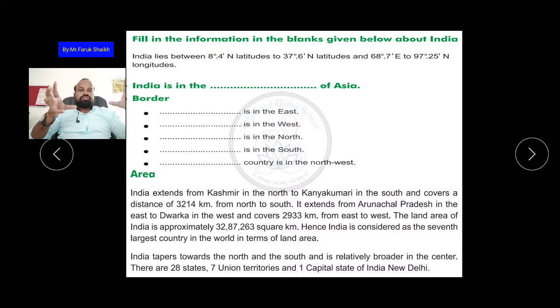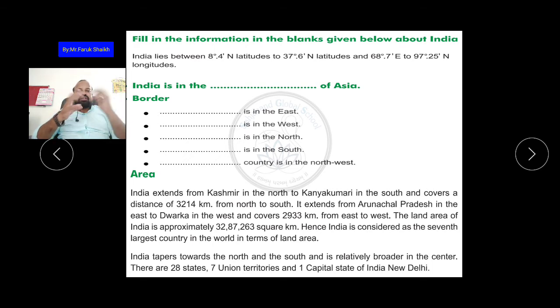Okay, that is called the square. You already learned about it, what is called the square kilometer. Okay, about the area you will learn in maths, how to find out the area. So hence India is considered the seventh largest country in the world in terms of land area, यानी कि इंडिया है वो सातवें नंबर की सबसे बड़ी कंट्री है.